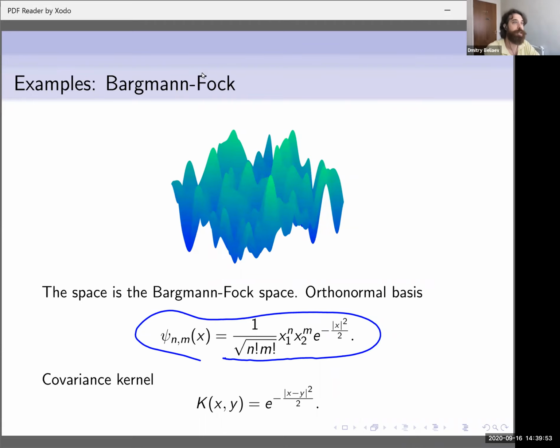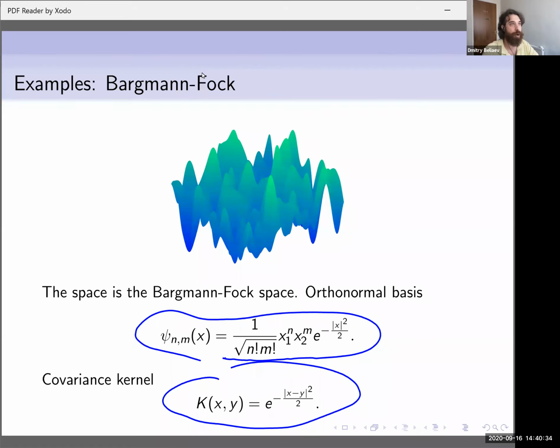So this uniquely describes Hilbert space and its inner product, and also it describes our field. And then covariance kernel is just Gaussian. So it's a very nice covariance kernel. It has several nice properties that will be important later on. In particular, it's positive. It depends only on distance between x and y, and also it decays extremely fast. So when x and y are far away from each other, this kernel is essentially zero.